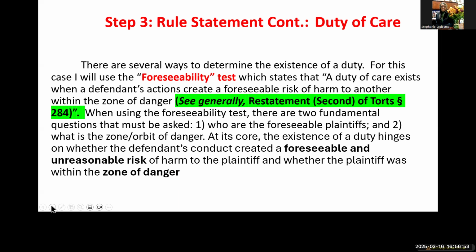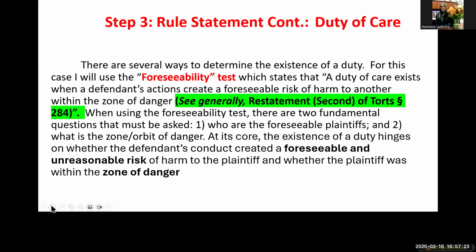For this case, I'm going to use the foreseeability test, which states that a duty of care exists when a defendant's actions create a reasonable risk of harm to another within the zone of danger. You don't need to include a citation. Why did I include a citation? Because I want you to know where to go find this rule if this is something that you may need to use.